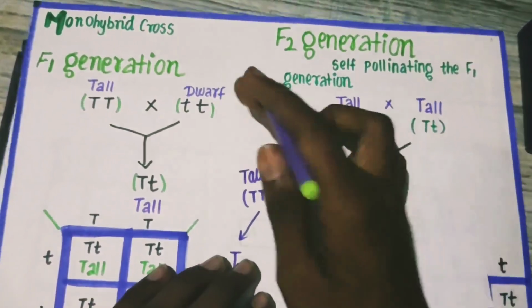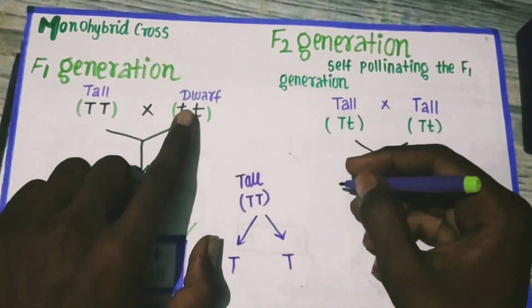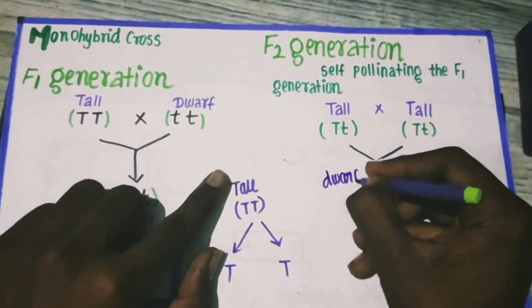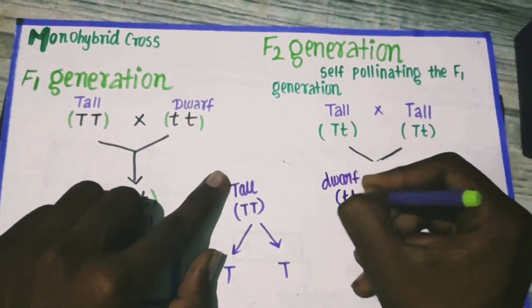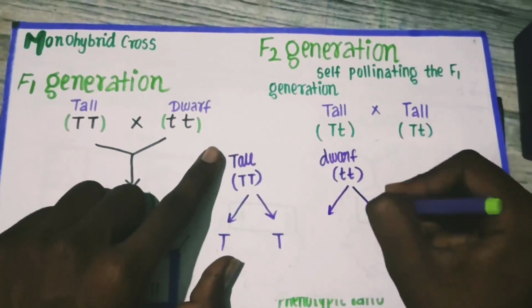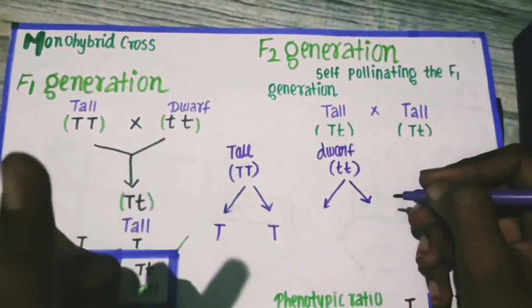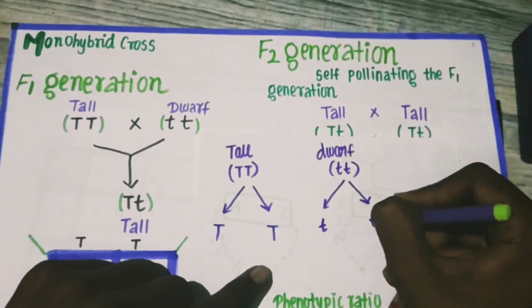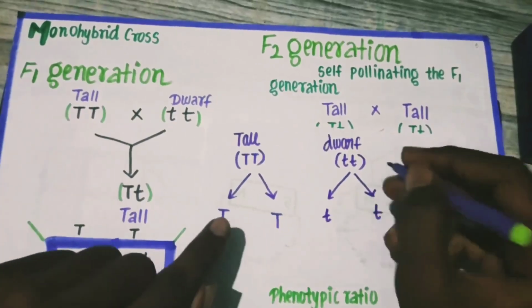Similarly, let us suppose we consider this one as a female plant. This is a dwarf plant, and the genetic description is like this: small t, right kids? During gamete formation, I told you the alleles separate in such a way that only one allele reaches the gamete. So small t and small t are the two types of gametes produced by this dwarf plant.